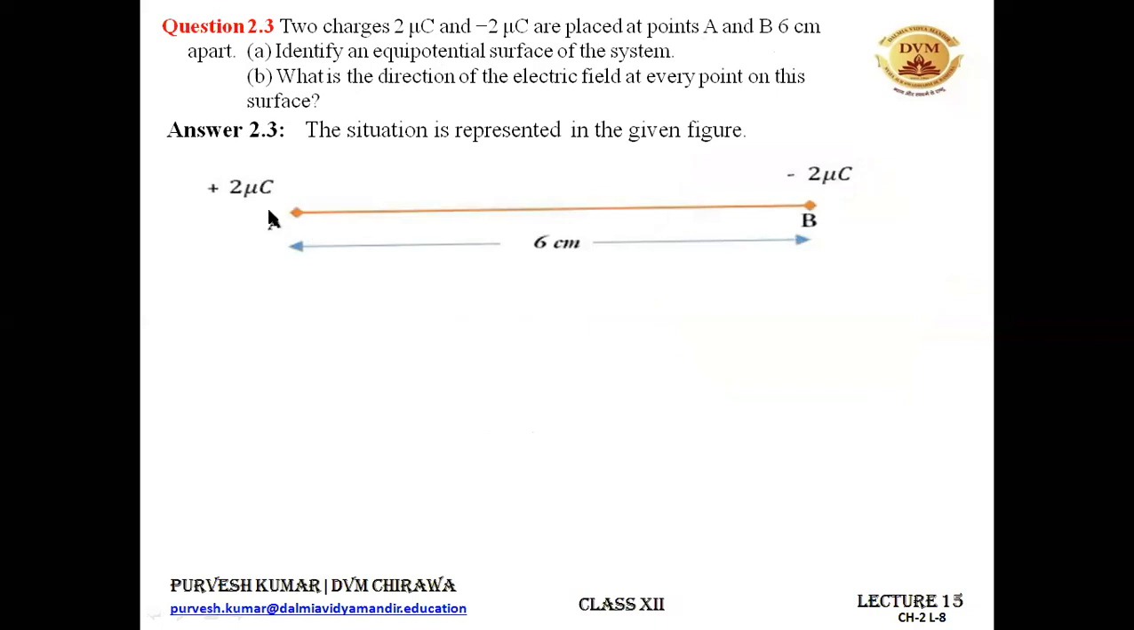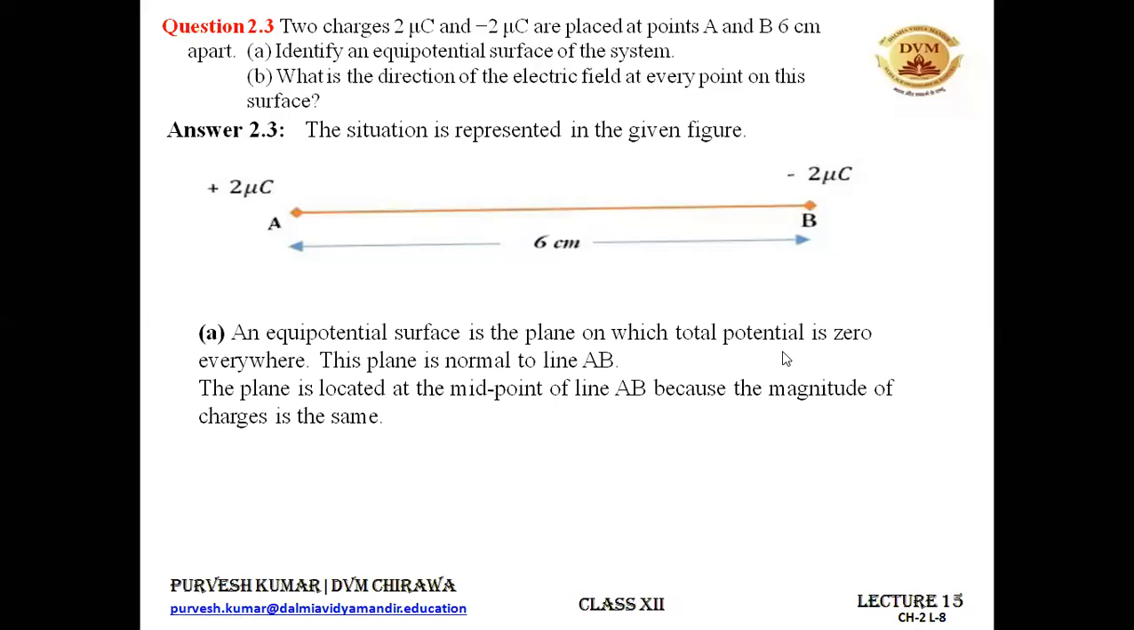There are two charges, 2 microcoulomb and minus 2 microcoulomb. They are separated by distance 6 centimeters. All right, since these charges are equal and opposite, we need to find an equipotential surface to the system. So the equipotential surface to the system will be a plane on which the total potential is 0 everywhere, and this plane is normal to the line AB. So you can draw it like this.